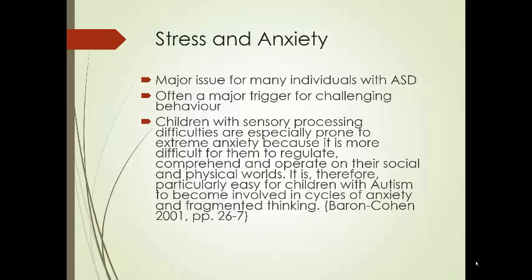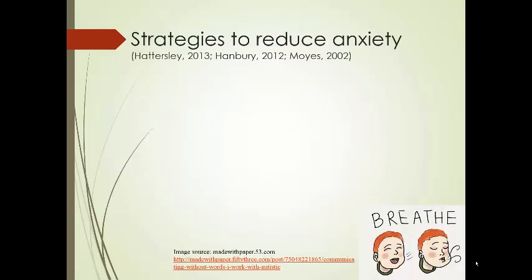So again, thinking about how we tackle some of the root causes of negative behaviours, we need to think about how we can help a child tackle their own stress and anxiety if it is in fact an issue for them. Baron-Cohen here gives a good example of the difficult impacts of anxiety, talking about cycles of anxiety that children are locked in, and fragmented thinking that result from that extreme arousal and the behaviours that are part of that.